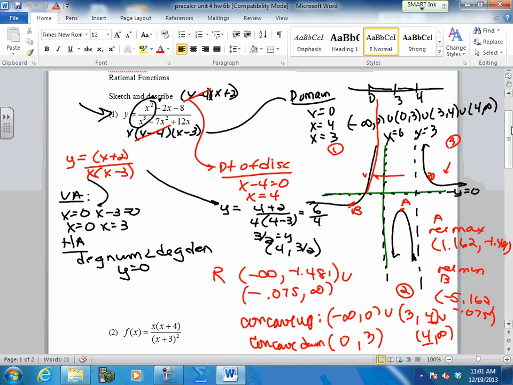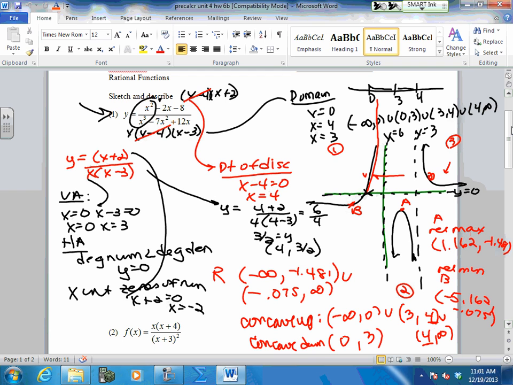Did we do your x-intercepts? X-intercepts, this is the zeros of my numerator. Come to see what's left. X plus 2. And I'm going to check that. It's this guy right here. Negative 2, 0. I can check it on my calc.